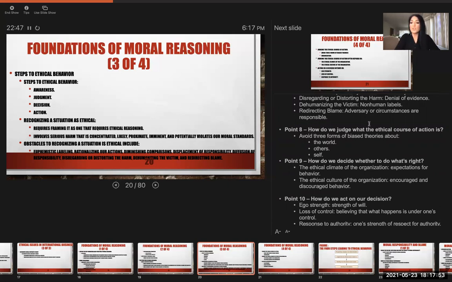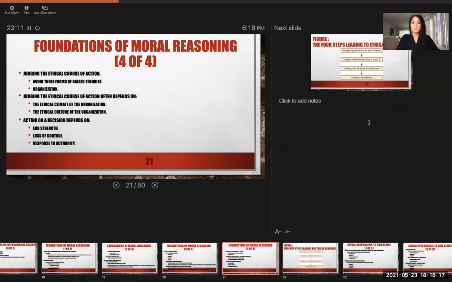How do we decide what to do, what's right? The ethical climate of the organization: we look at the expectations for behavior. The ethical culture of the organization encourages and discourages behavior. How do we act on our decision? Ego strength, the strength of will; locus of control, believing that what happens is under one's control; and response to authority, one's strength of respect for authority as well.